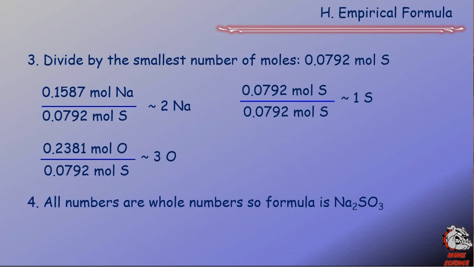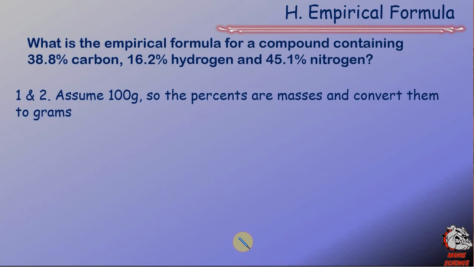So what's our formula? Well, for every 2 sodium atoms, I need 1 sulfur atom and 3 oxygen atoms. It didn't come out to be a half of any atom. We don't have to multiply by 2. So step 4, we don't even have to apply. Our formula is Na2SO3. You should recognize that. You should be like, oh, that's sodium sulfite. Piece of cake. All right, let's take a look at another one.